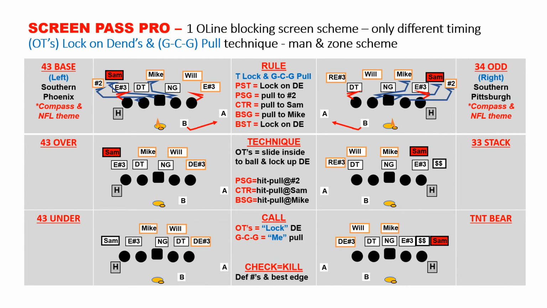Last, then, we want to start to introduce our screen pass, which is great. Blitz beaters, we use one blocking scheme for all our screens, and the keyword is south. Once we do that, the tackles are always going to be big on big, and the guards and center are the pullers. So you can see the diagram to the left and the diagram running south to the right.